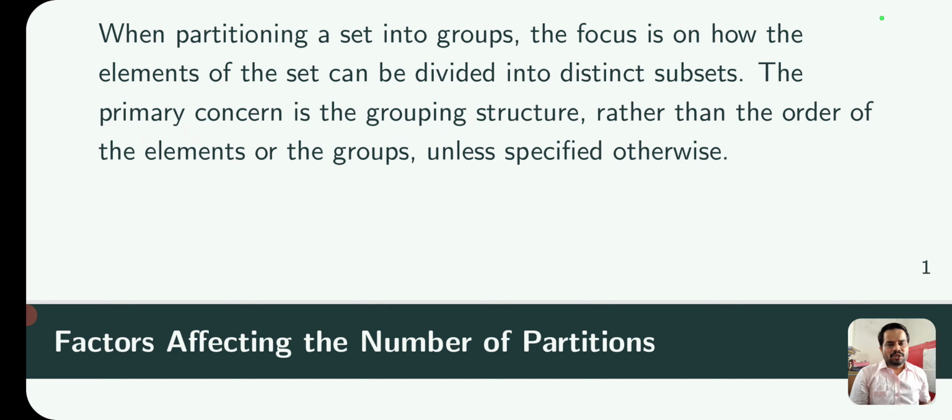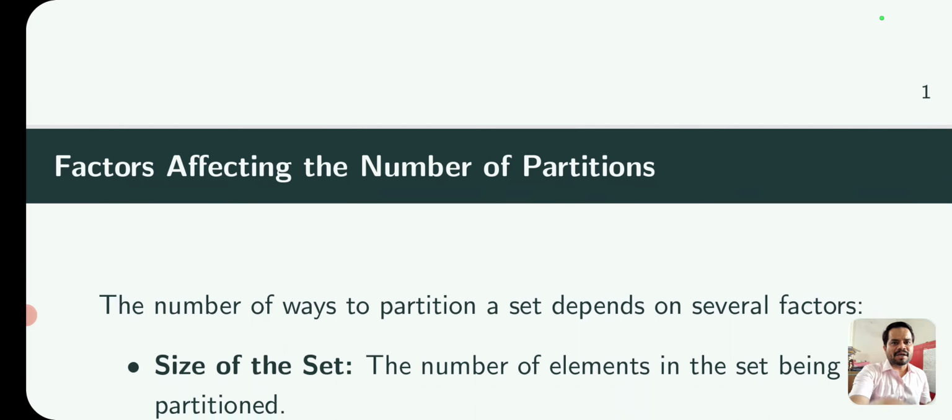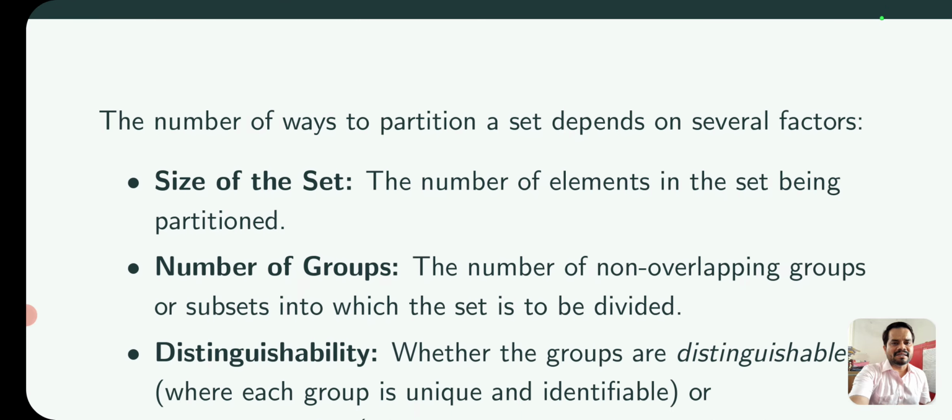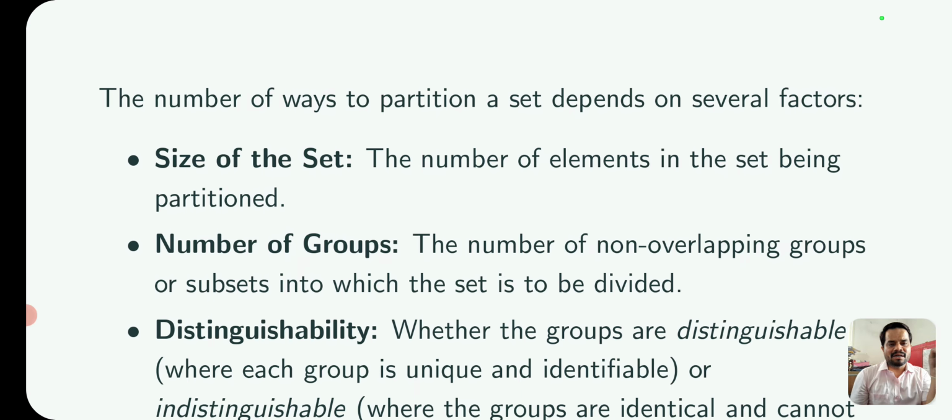So what are the factors which affect the number of partitions? There are three factors which affect the number of partitions. The first one is the size of the set, the second one is the number of groups, and the third one is distinguishability. Size of the set means the number of elements in the set being partitioned, that we have to check.